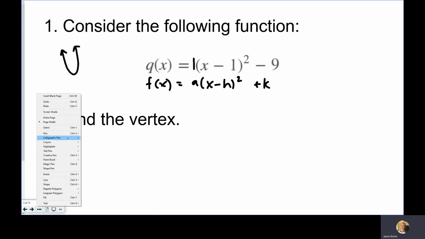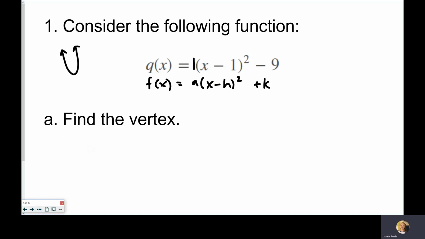Okay, so now I can see that H matches up with 1, K matches up with -9. So my vertex, which I know is the ordered pair HK, is 1, -9. So that's my vertex.